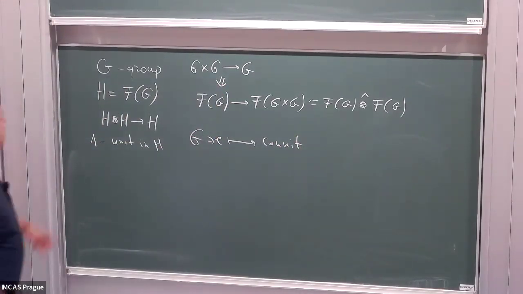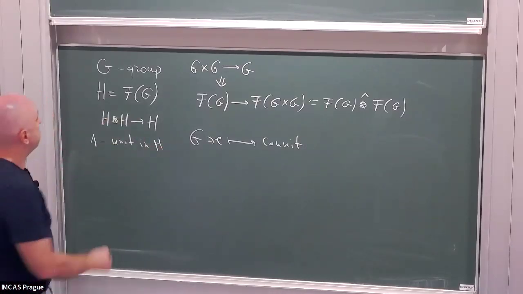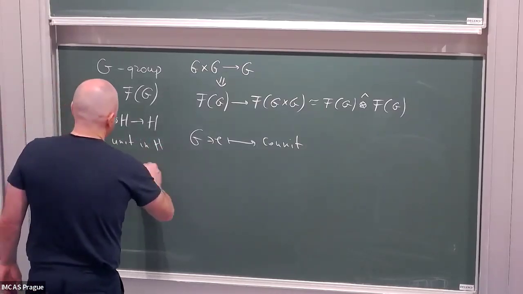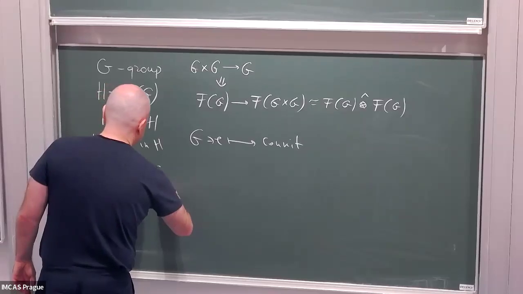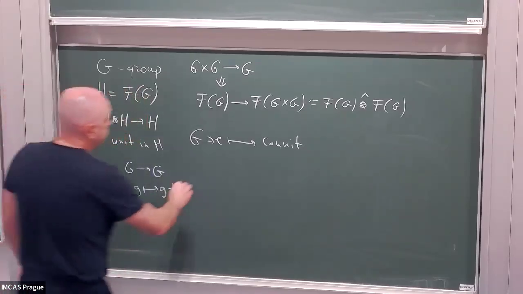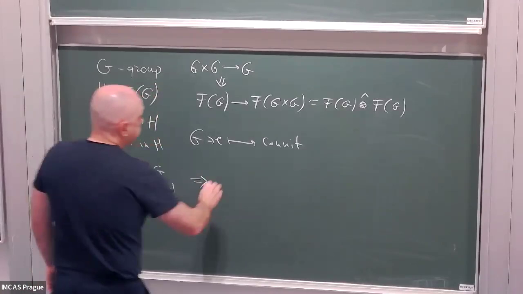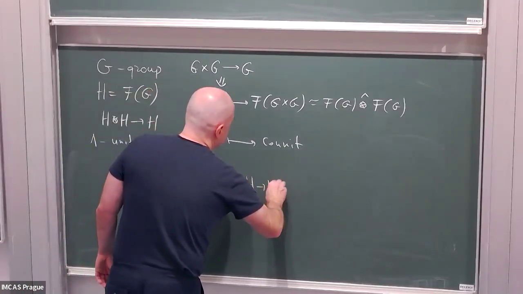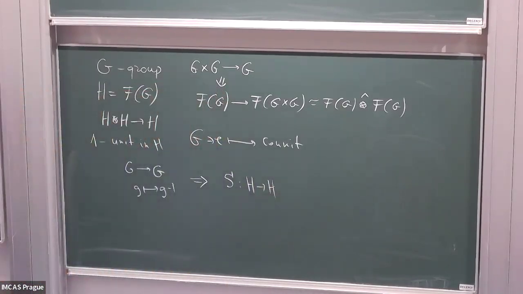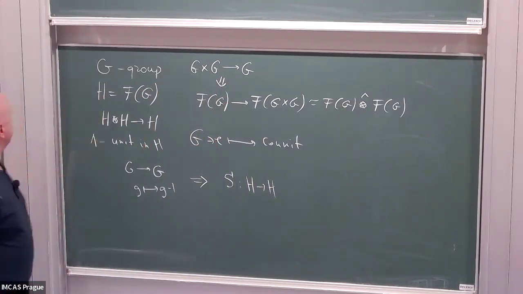The augmentation. And then there is also another operation in a group, which is the inverse, which sends g to g inverse. And this map generates another map, which is called antipode. So it's a map from H to H. It also satisfies certain axioms, which you can easily derive just from knowing how it works for a group.